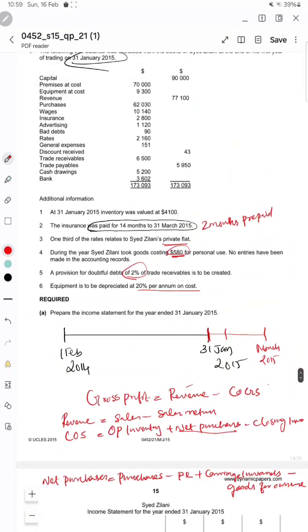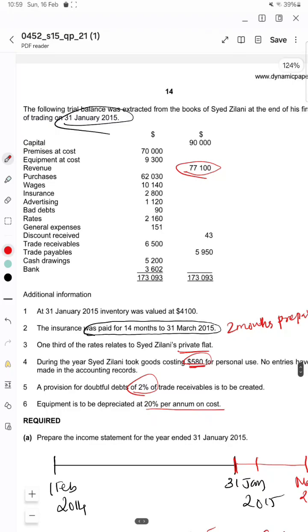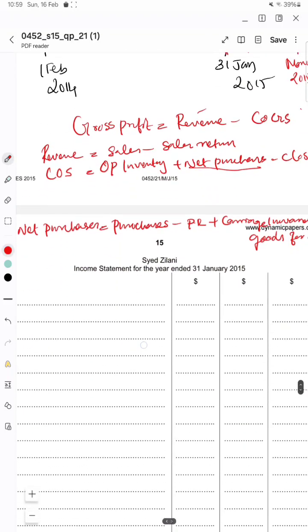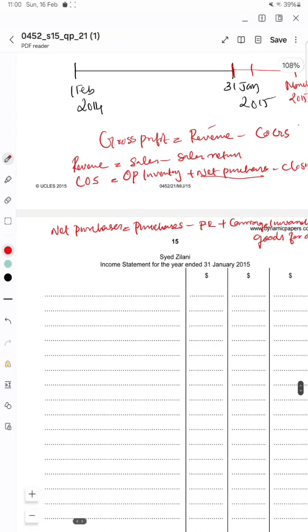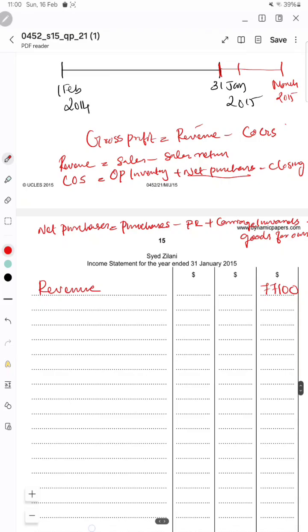So first we'll start with the revenue. First of all, you need to find out revenue. Revenue will be a credit balance. If there is any sales return, that should be deducted. Since there is no sales return, we can directly take the revenue into the question. So I'm starting with the revenue right here, the main line, because it is the main equation. I'm taking in the third column 77,100.